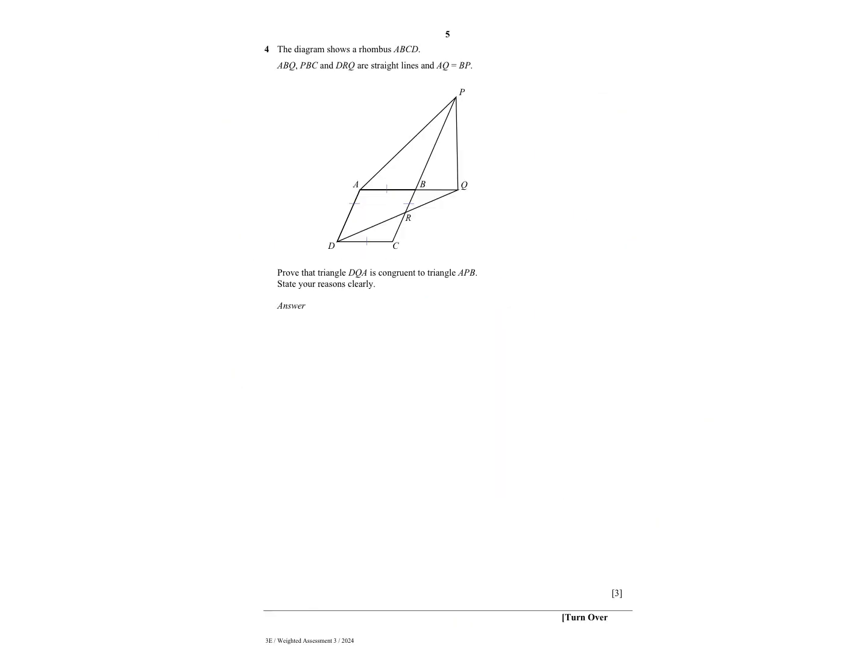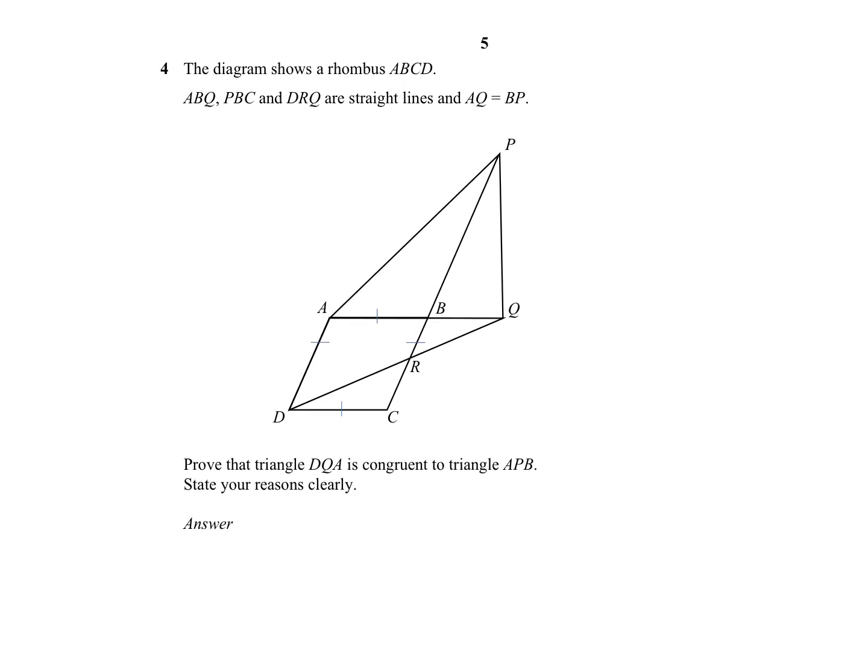Okay, next one. This one. Rhombus means all four sides equal. Then they tell you all the straight lines, and they tell you AQ is equal to BP. So this line AQ is equal to this line BP. So these two lengths are equal. Okay, so I just highlight first in case I forget.